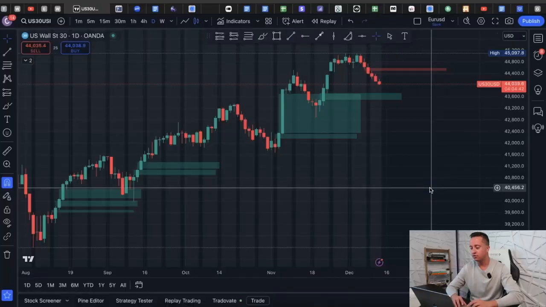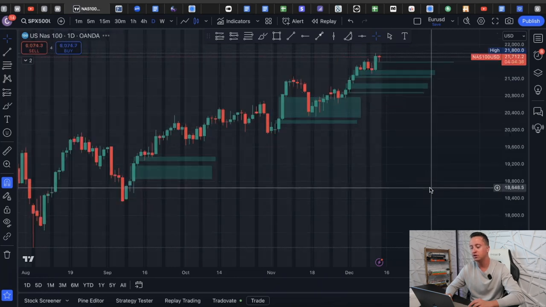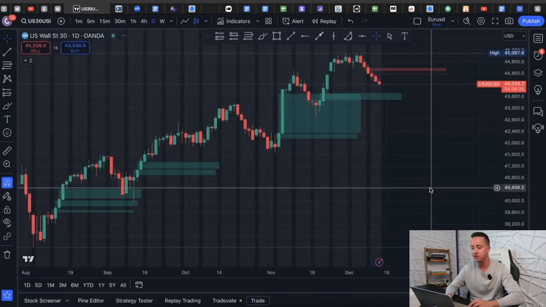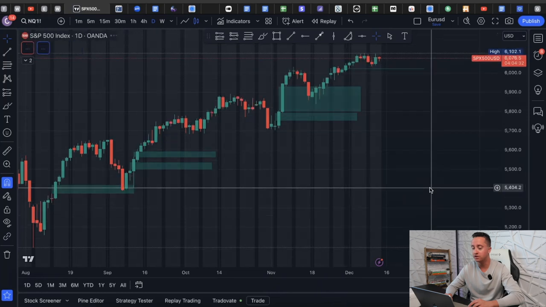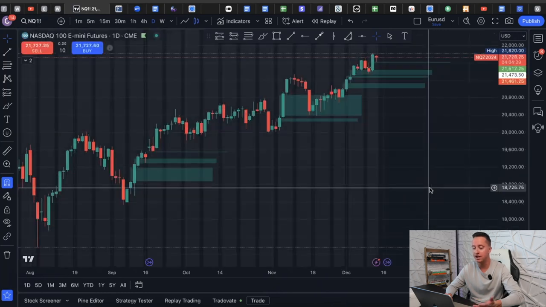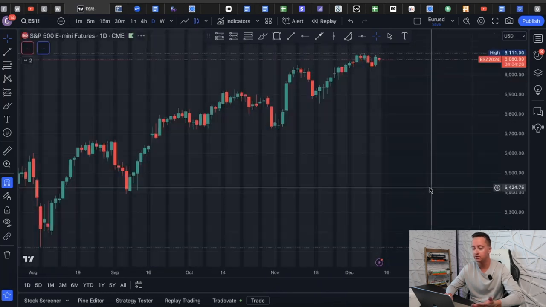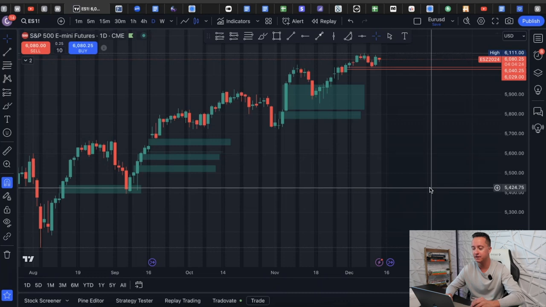So our first order of business is going to be looking at US30, and then we're going to go down to NAS100 and then the S&P 500. Now I am trading futures, so when I trade futures, I'm trading NQ for NASDAQ, YM for Dow Jones, and then ES for the S&P 500.